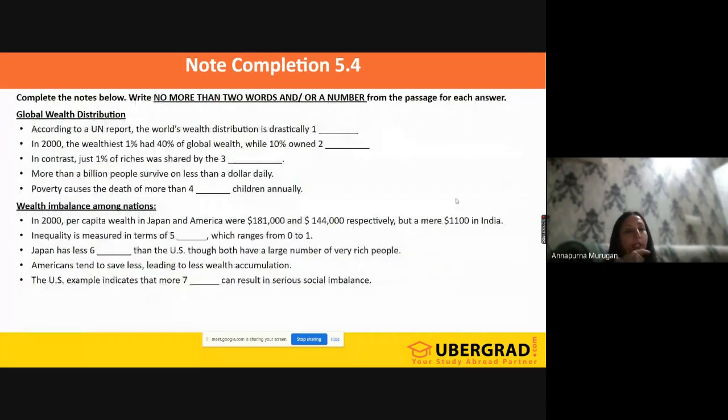Now you can see here also we have the instruction: complete the notes below with no more than 2 words or a number from the passage. Always they give the heading on which our notes are based. So what we have done is we have taken the paragraphs which speak about all of this.